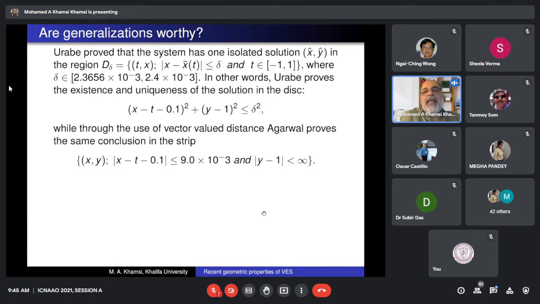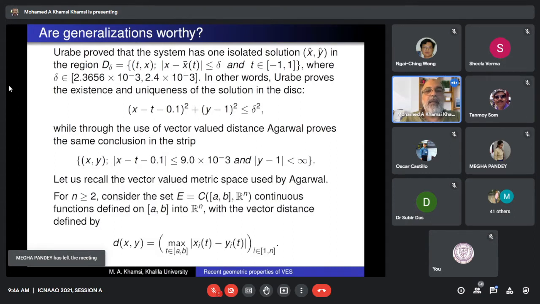And what's amazing is that if you take the traditional Euclidean distance, what you see there is a disk around the approximated solution that you see right here, okay, with the delta, okay? But when you use the vector valued distance, you find, in fact, that you have an attractor which is unbounded. So it's a strip that is unbounded. It's really amazing, okay?